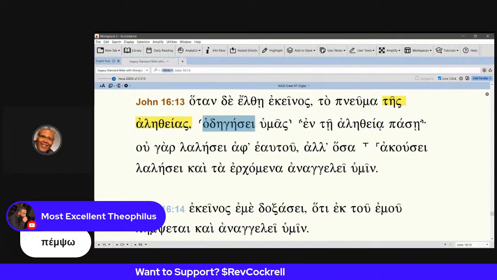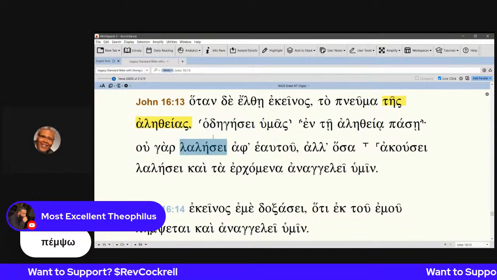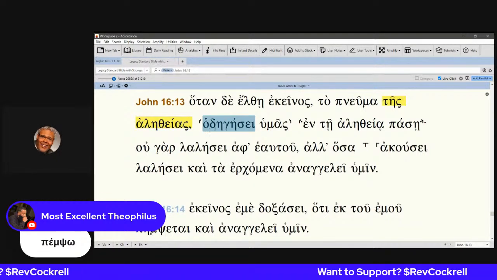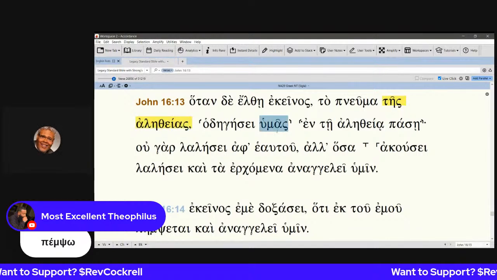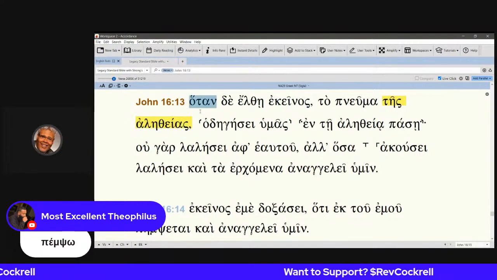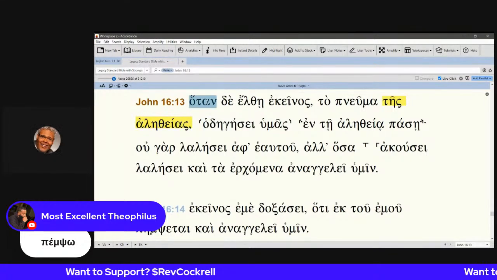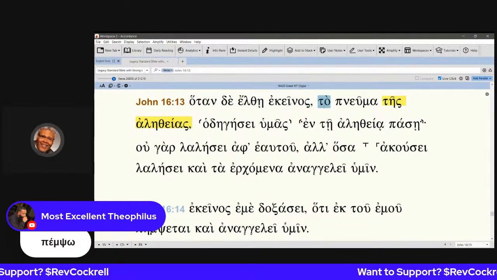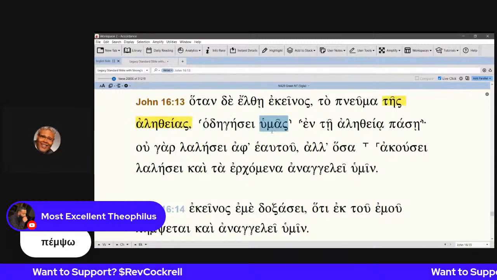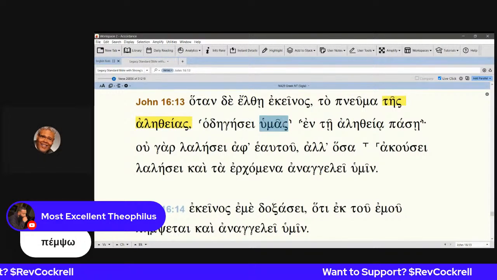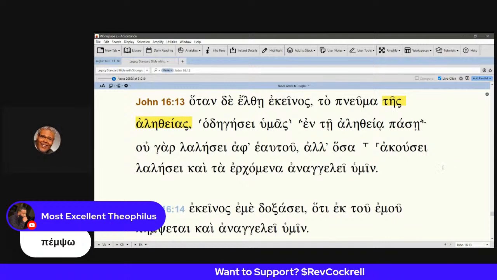Notice rough breathing. Hodegesei. Hodegesei humas. That's all I want to focus on is this portion here. So when that Spirit comes, he hodegesei, he will lead you into all the truth, right?